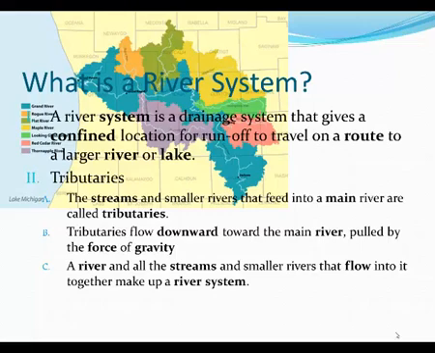Tributaries. Tributaries are the streams and smaller rivers that feed into a main river. They flow downward towards the main river. They are pulled by the force of gravity. And a river and all the streams and smaller rivers that flow into it make up an entire river system.